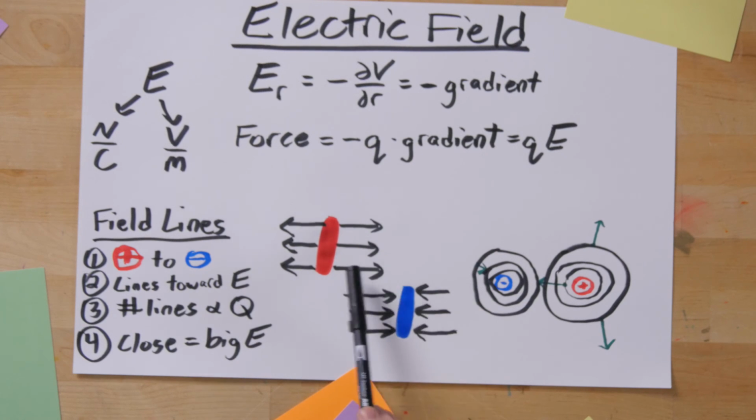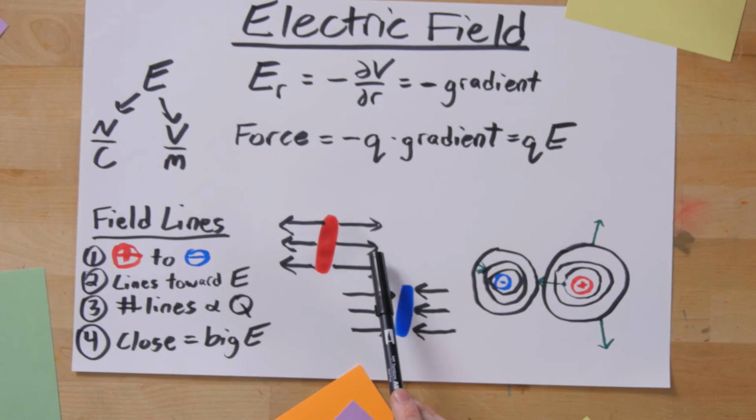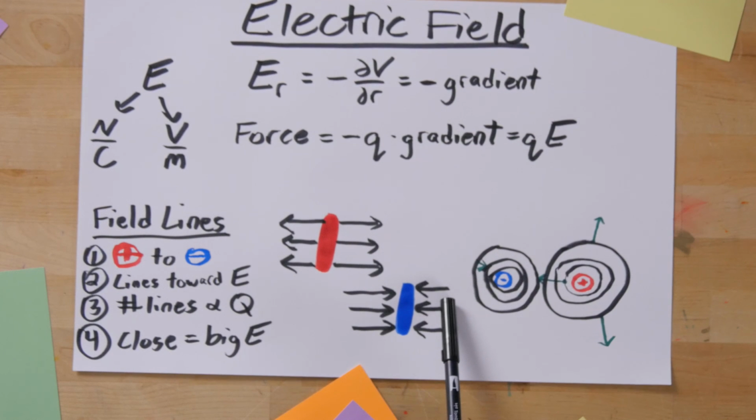But what if I bring those two plates together? Those electric field lines will superimpose, so that between the plates, it'll be doubled, but outside the plates, it'll actually be canceled.